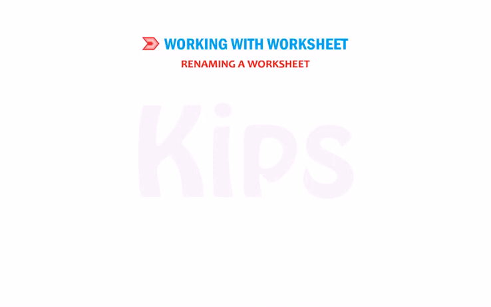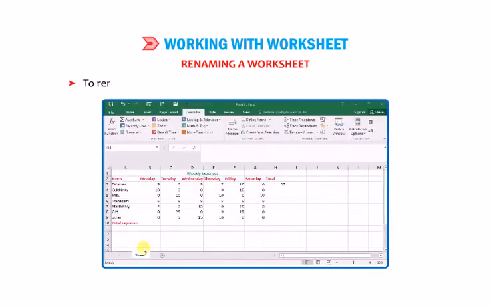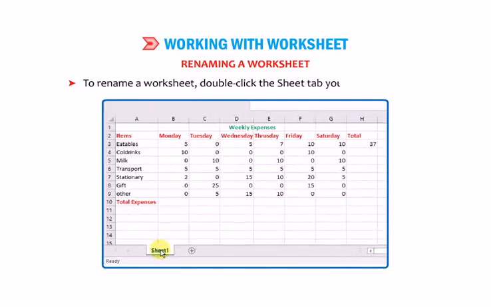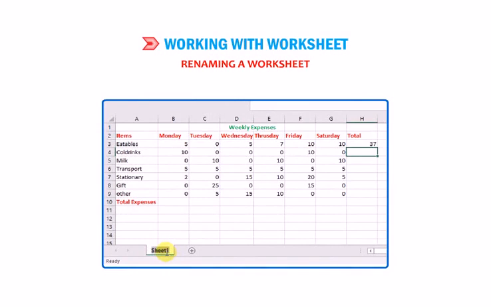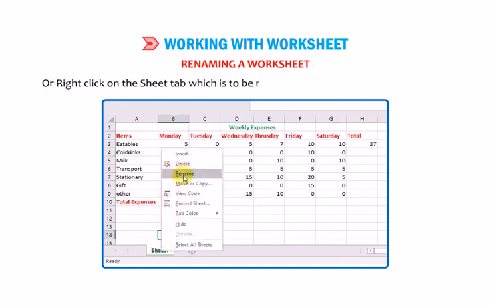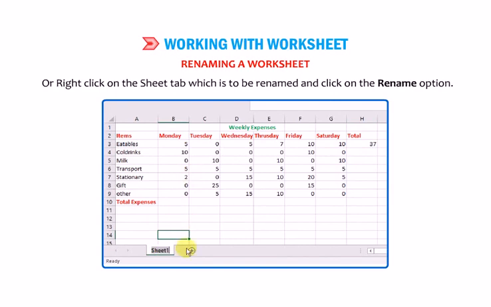Let us learn how to rename a worksheet. To rename a worksheet, double-click the Sheet tab you want to rename. It will be highlighted. Now type a new name and press the Enter key. Or right-click on the Sheet tab which is to be renamed and click on the Rename option.